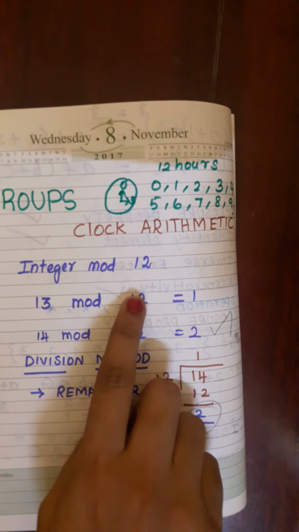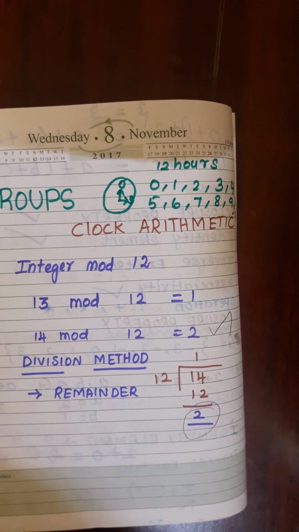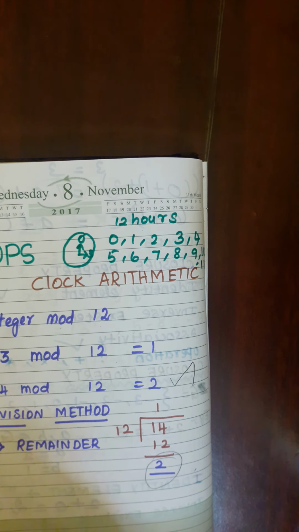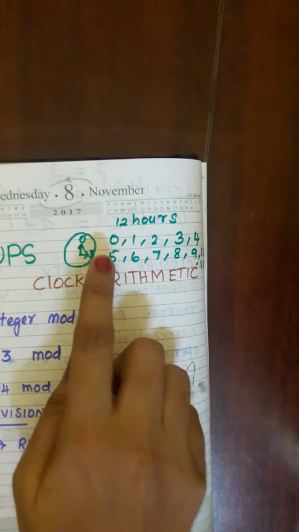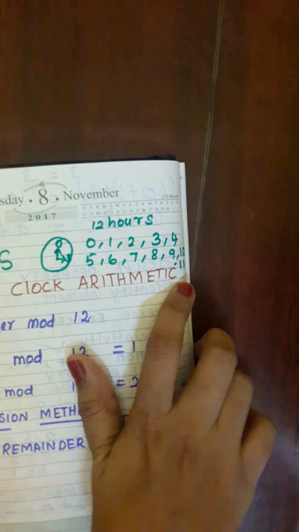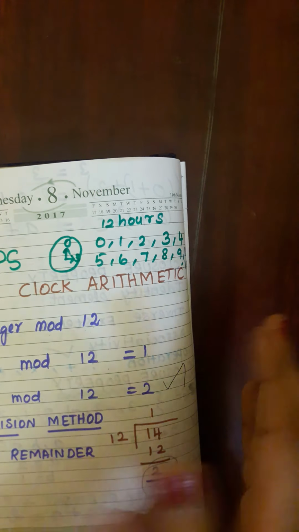One more question. Why am I taking 12 over here? As far as the clock is concerned, there are only 12 hours. That is why I have taken 12 over here. And in computer science, we always write numbers starting with 0. So I'm starting the numbers with 0. So 0, 1, 2, 3, 4, 5, 6, 7, 8, 9, 10, 11. So for 12 hours, it is 0 hours to 11 hours.